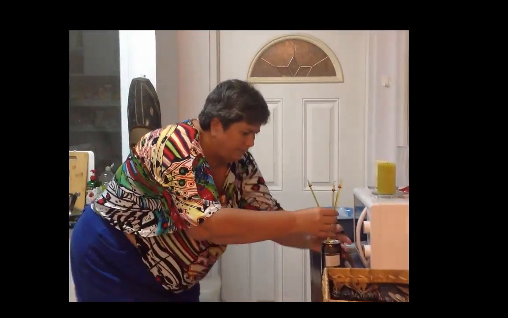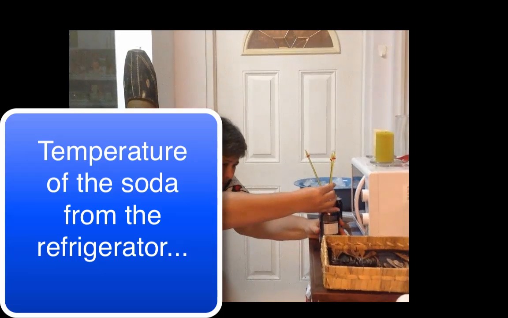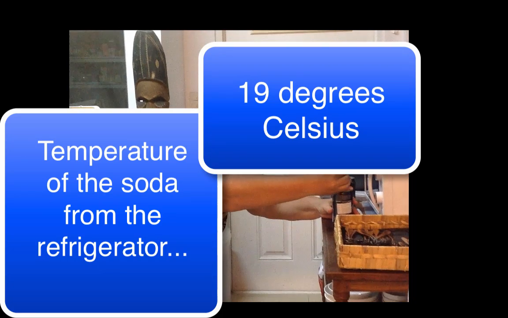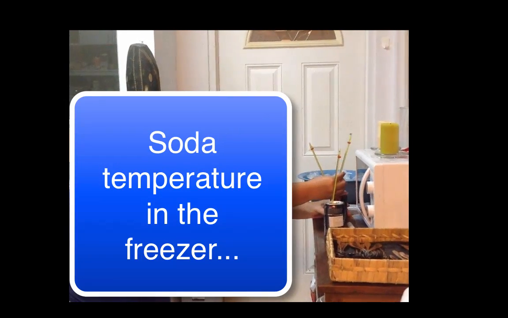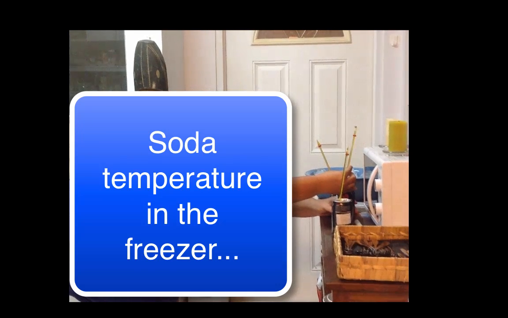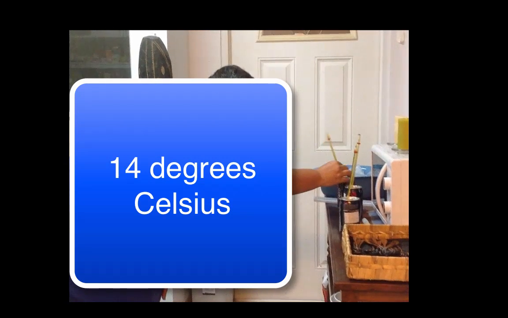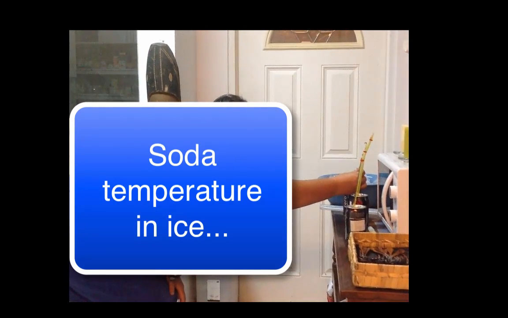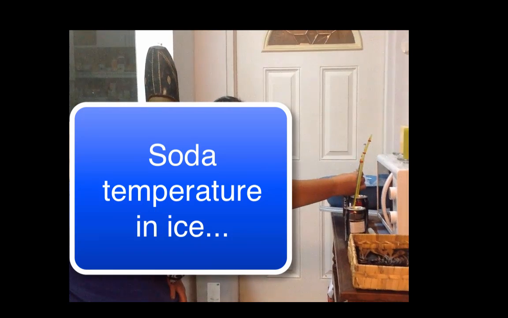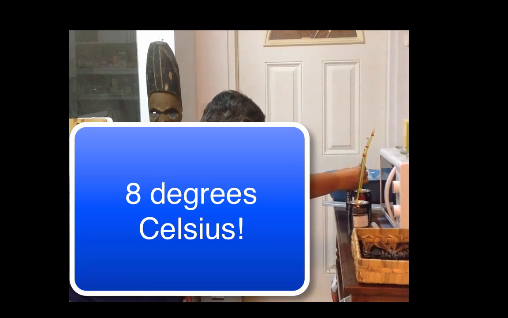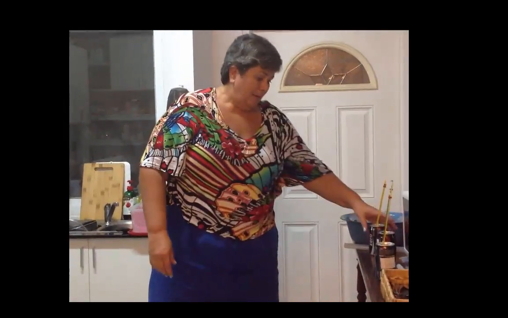Okay? So the temperature of the soda that was in the refrigerator is about 19 degrees Celsius. The one that was in the freezer is about 14 degrees Celsius. And the one that was in the ice is about, maybe I did that wrong. It is about 8 degrees Celsius. Let me double check this one. So it looks like for me that ice is going to be the best cooling method.